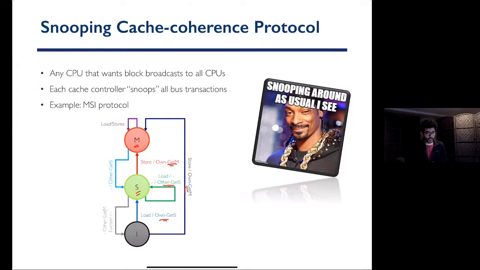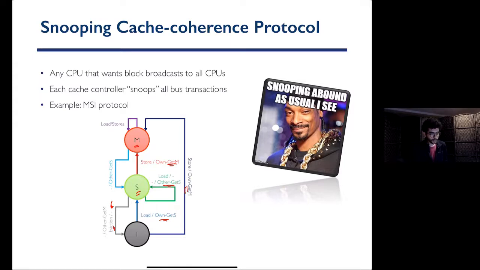Now, if I'm in S and I don't want to keep this cache block in my cache anymore, I want to free some space to bring something else, then I just evict it. Actually, in this case, I don't need to issue any request to the cache coherency protocol. I can just get rid of it. If I had it in shared and I no longer want it, I just throw it away.